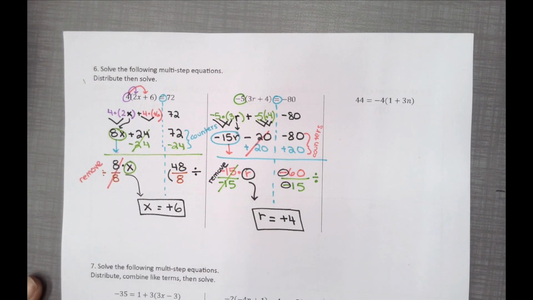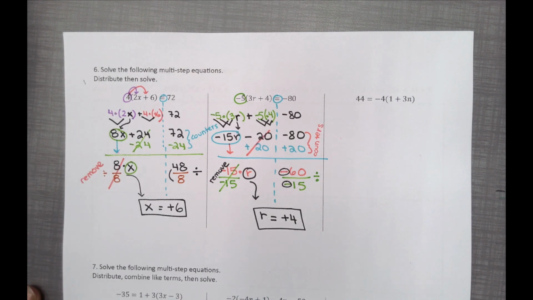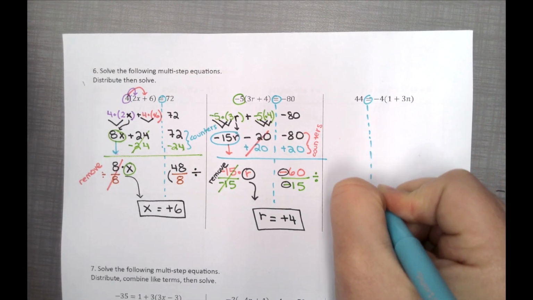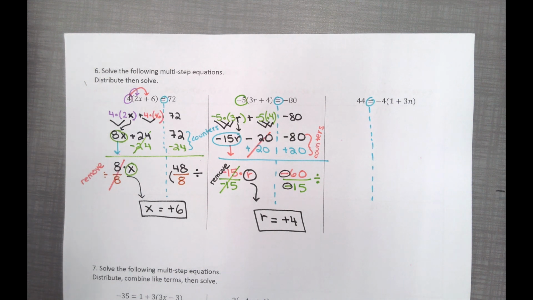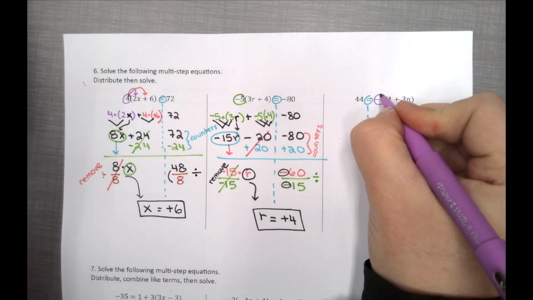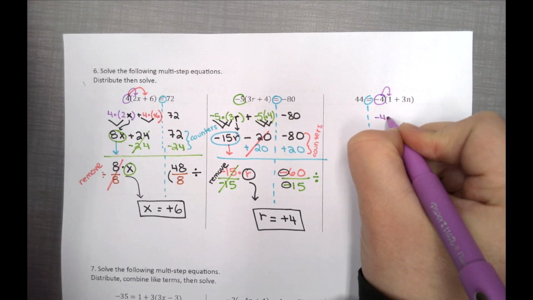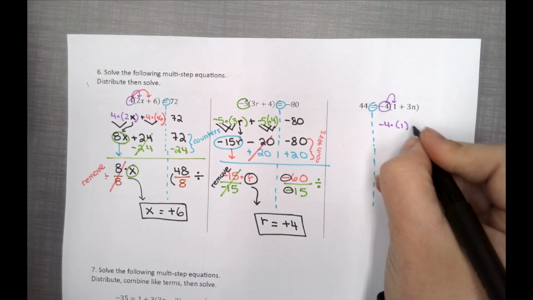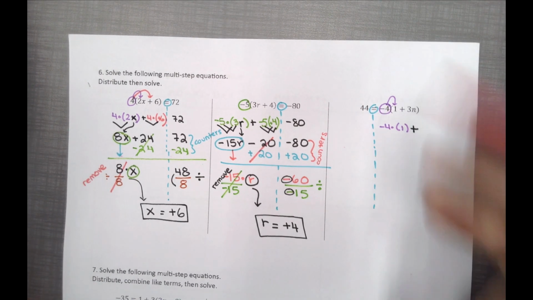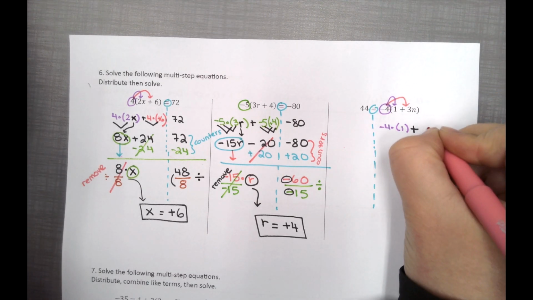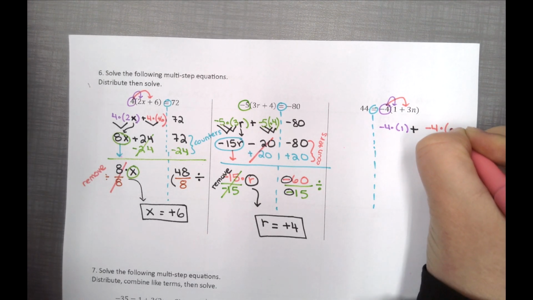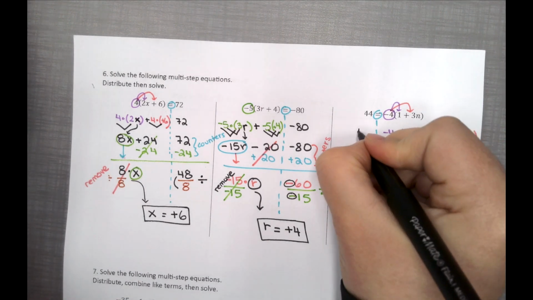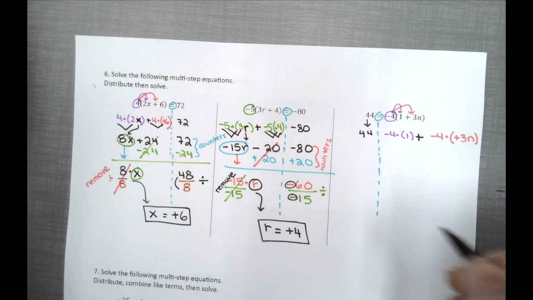Let's do this one more time. Circle your equals, dotted line. Pick up that negative 4. You're going to go on to 1. Negative 4 times open 1, close it. And negative 4 times a positive 3n. Bring down that 44 onto the other side here. Just bring it down, copy, paste.